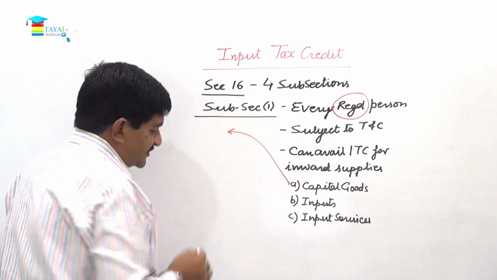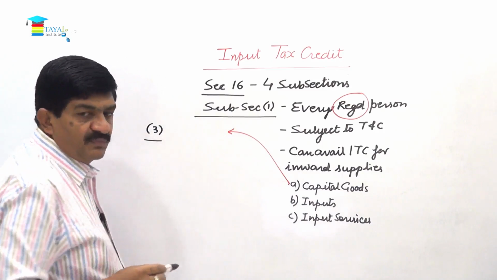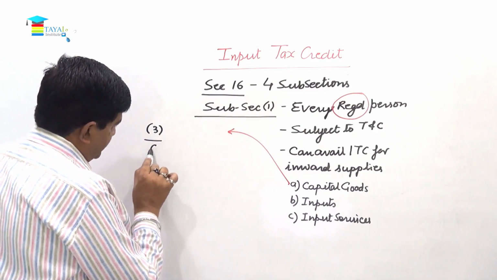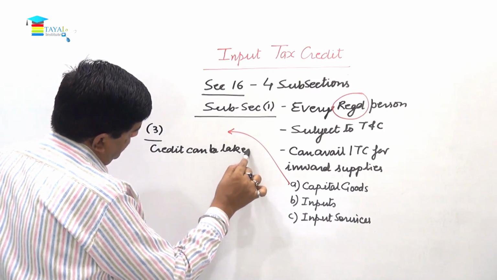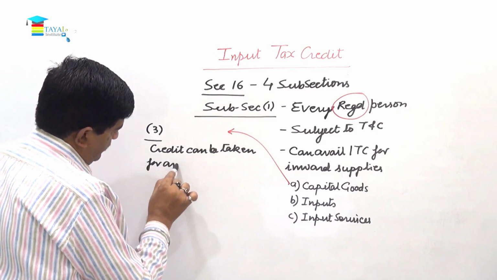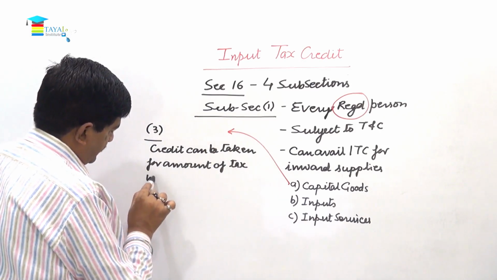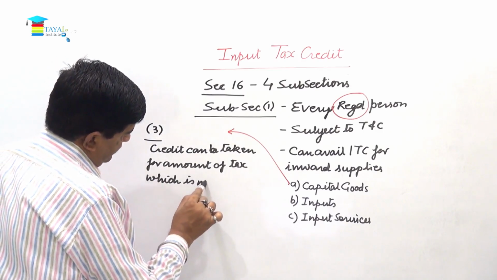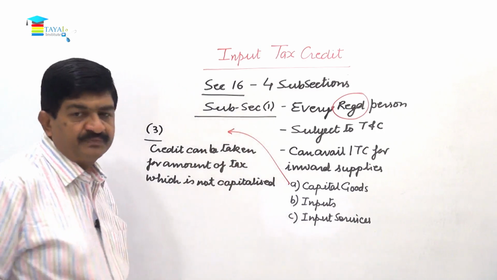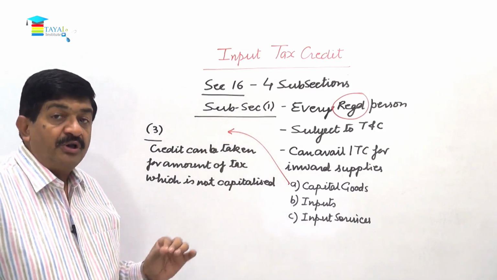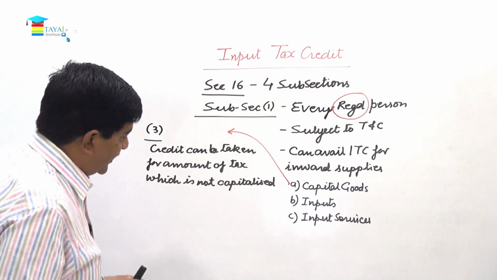here we have subsection 3. Subsection 3 says credit can be taken for the amount of tax which is not capitalized. Means either you can claim depreciation or you can claim input tax credit, but this is only with reference to the amount of tax, right? Just let me elaborate.